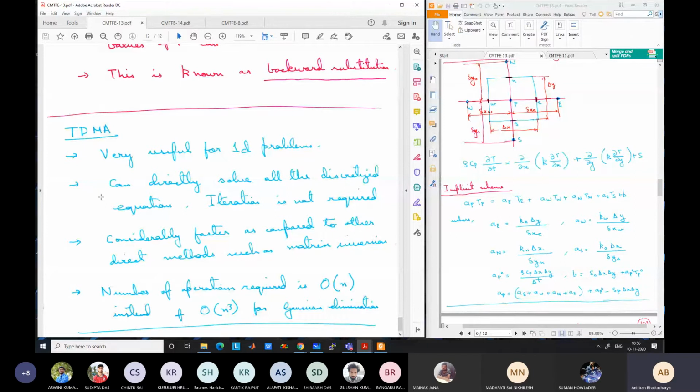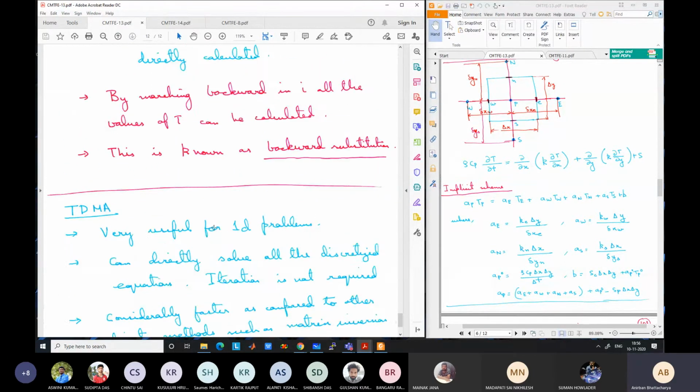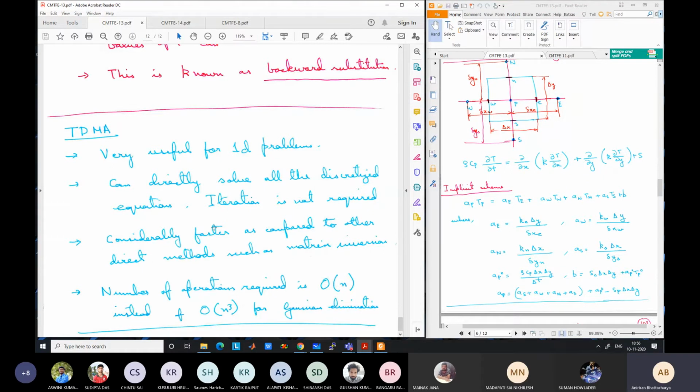So any questions on this TDMA? It is very easy to understand. It is there also in the Patankar book. You can read it, not in much detail, but similar details are there, and you can try to understand that.